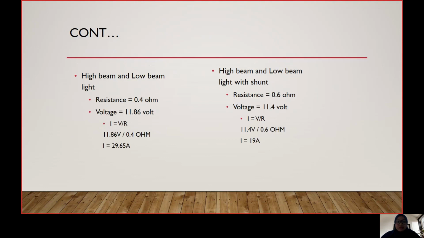Next, the calculation for the high beam and low beam light. When the resistance is 0.4 ohm and the voltage is 11.86 volt, the current that we get is 29.65. And for the high beam and low beam light with shunt, when the resistance is 0.6 ohm and the voltage is 11.4 volts, the current that we get is 19 ampere.